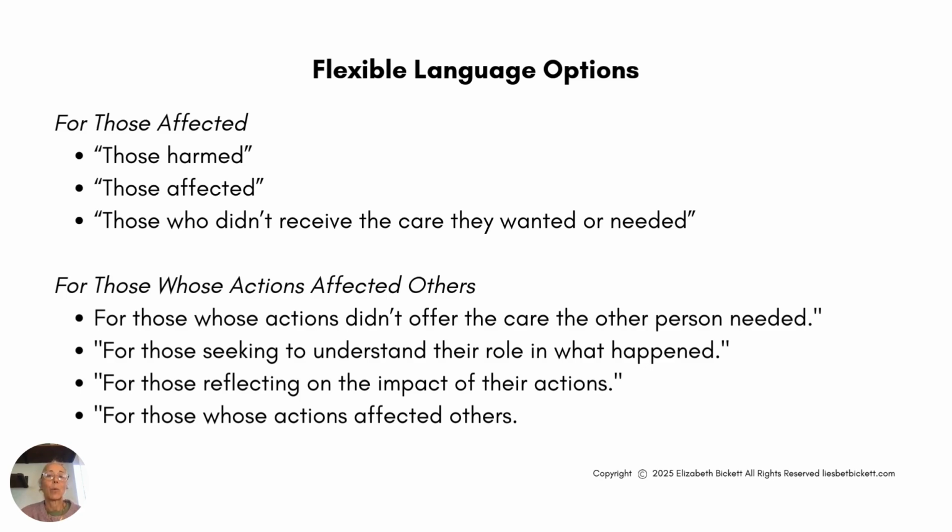To make the restorative questions more inclusive and acceptable, we can use flexible language that aligns with the needs of the people and the situation. For the first set of questions, we could label them as for those harmed, or for those affected, or for those who didn't receive the care they wanted or needed. For the second set of questions, we could say, for those whose actions didn't offer the care needed, for those seeking to understand their role, for those reflecting on the impact of their actions. The goal is to use language that invites openness and aligns with the restorative principles of care, connection, and accountability.